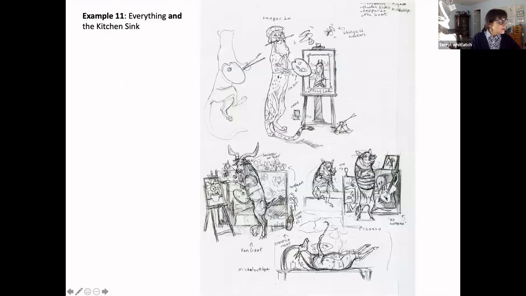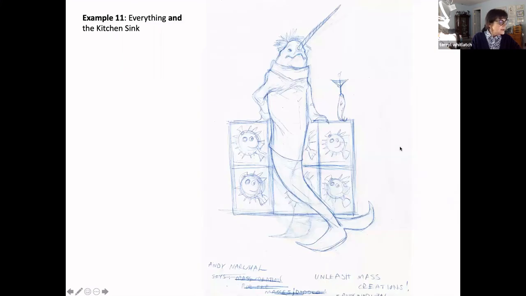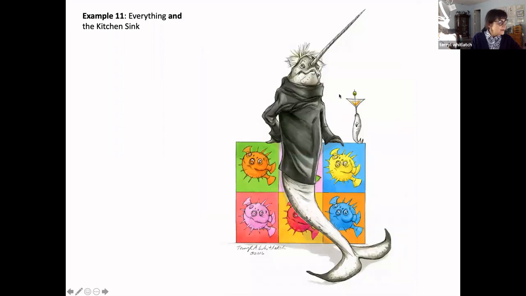From that same world, there are these various muses that are based on artists of art history, and they kind of inspire these cat art directors. These are some of the rough sketches. So this is Andy Narwhal, and this is his famous invention, the Nartini. All of these animals like to imbibe alcoholic beverages. There's the color version, Andy Narwhal.